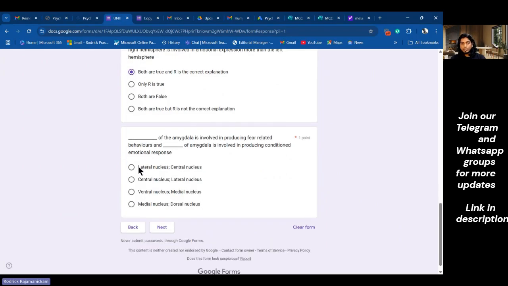Right. So last question. Dash of the amygdala is involved in producing fear-related behaviors, and dash of amygdala is involved in producing conditioned emotional response. So we already saw this. Central nucleus of amygdala is involved in fear-related behaviors, and lateral nucleus is about conditioned responses. So it can be emotional arousal and those things, not the actions. So we are talking about physiological responses. So this will be the correct answer. So we can verify it also.